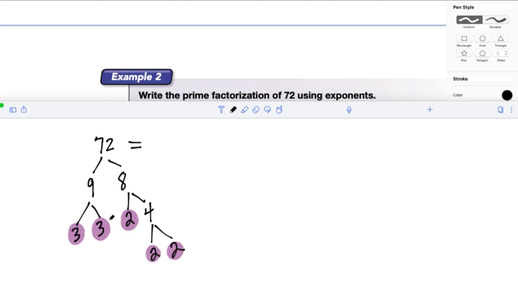So now 72 can be written in prime factorized form as 2 to the 3rd power, since I have 3 2's, and 3 to the 2nd power. So 72 prime factorized is 2 cubed times 3 squared.